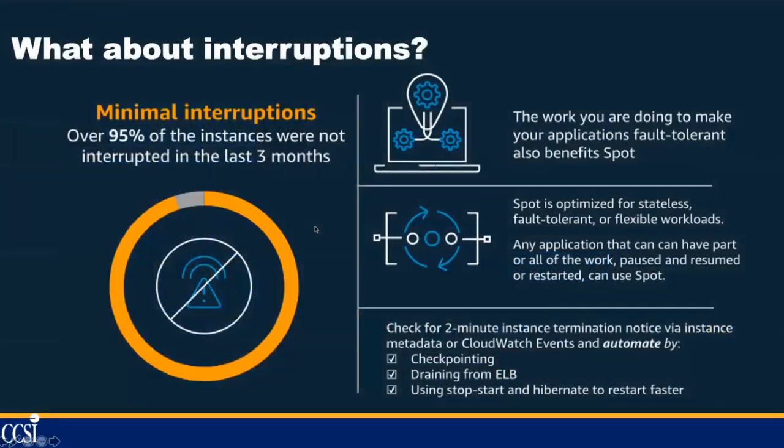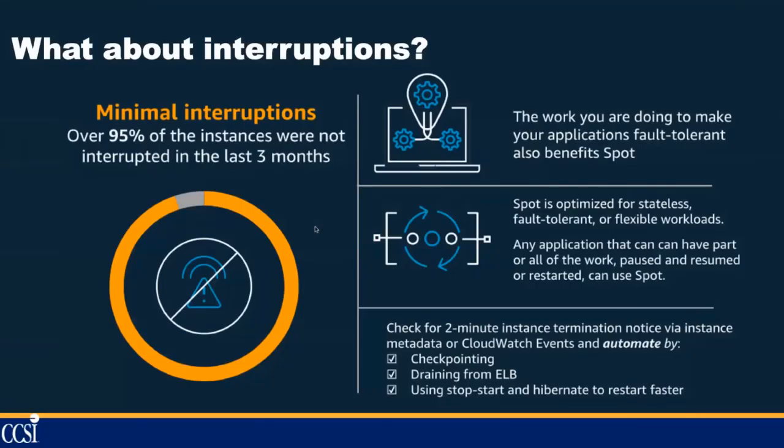So what about these interruptions? What is the rate that the cloud provider is going to take instances back? There really are minimal interruptions. Over 95% of the instances over the last year were not interrupted in their first 3 months. So that's pretty good. You can go 3 months without an interruption. But keep in mind that you're probably using this with an application that is already fault tolerant. Spot instances are really optimized for stateless, fault-tolerant, or flexible workloads, or any application that can have part or all of its work paused and resumed or restarted. All of that can use Spot and really benefit from it.